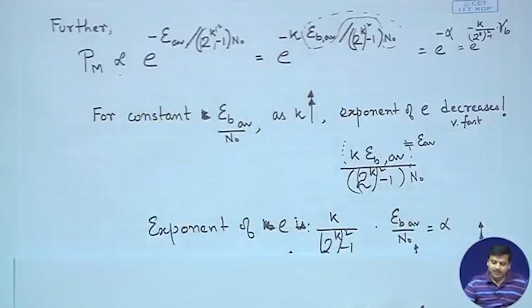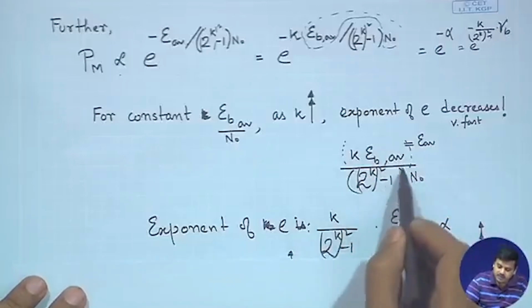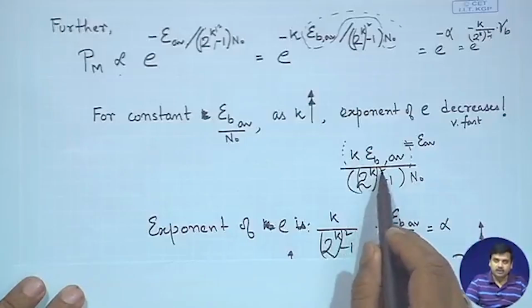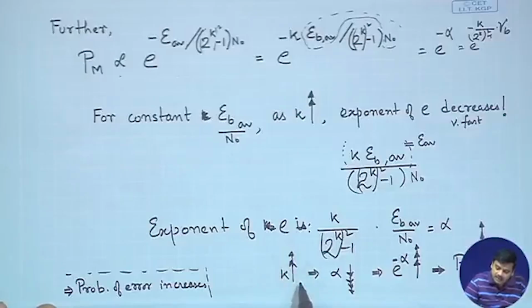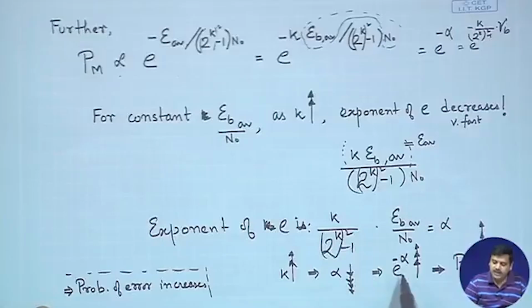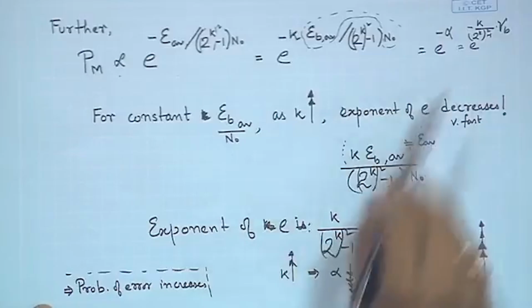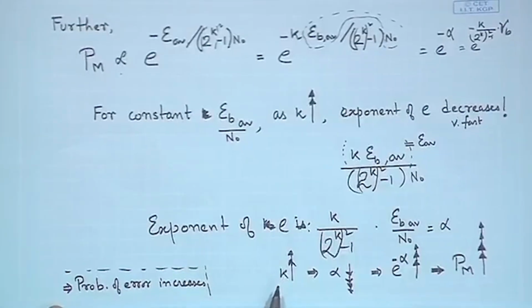Now, clearly you can see that if k increases, E average increases, of course, the numerator increases, but the denominator increases at a much faster rate, because it is 2 to the power of k squared, or 2 to the power of 2k. So, for k increasing, alpha decreases at a very fast rate, and therefore, e to the power of minus alpha increases. E to the power of minus alpha increases means probability of error increases. So, clearly from the expression also you can get a view of what happens as you increase k.